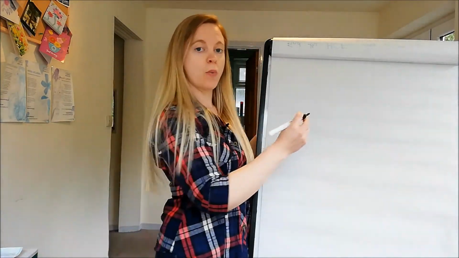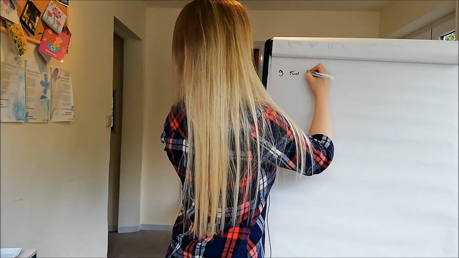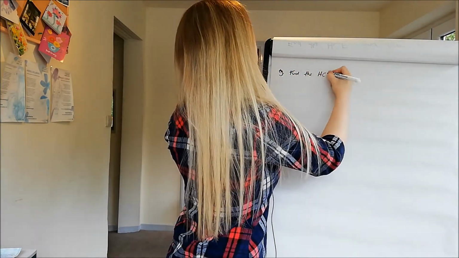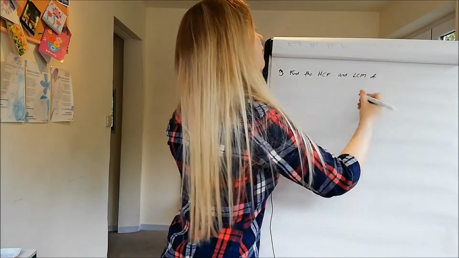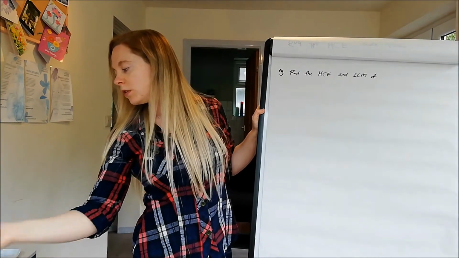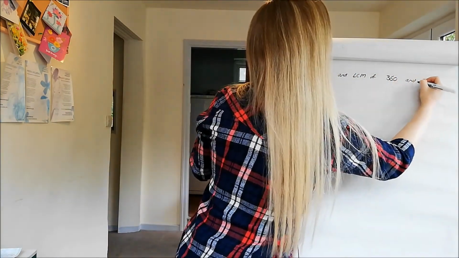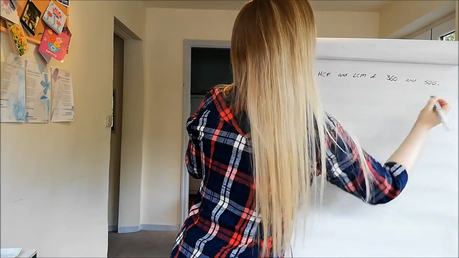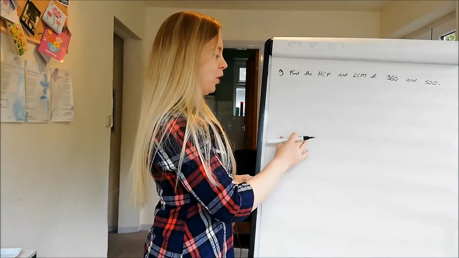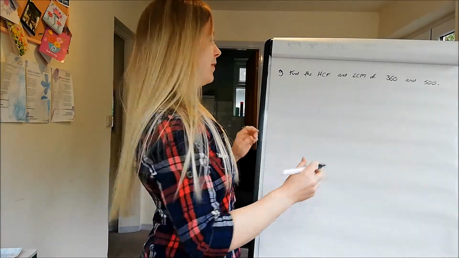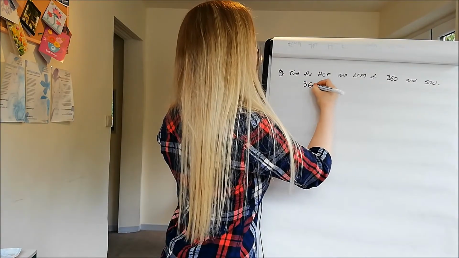So I'll show you another one. So if you put, e.g., find the HCF and LCM of 360 and 500. I'm going to have to write quite small for this one, I think, or else I'll run out of space. So I'll read it out as I'm writing it, then you know what's happening.